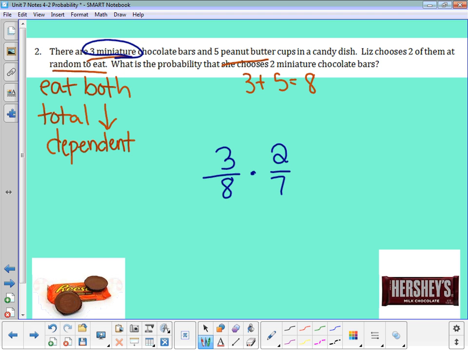So now we've set up our probabilities. We're going to multiply the numerators and then multiply the denominators. So 3 times 2 is going to give us 6. 8 times 7 gives us 56. You can reduce that fraction to 3 over 28 or 0.107. You can leave it as a reduced fraction or you can write it as a decimal. I don't really care. It's up to you and what you're comfortable with.